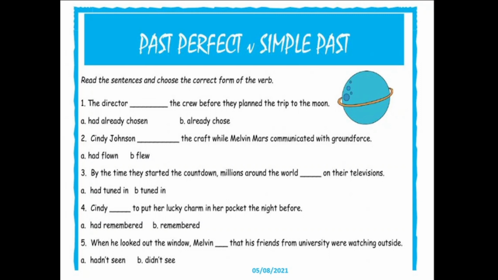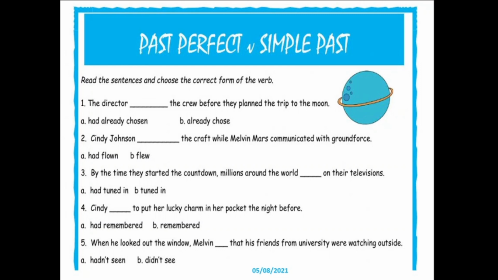See the sentence: The director (dash) the crew before they planned the trip to the moon. Which one may be the answer? Since "planned" here in this sentence is past simple, had already chosen is the right answer to fill in this blank. The director had already chosen the crew before they planned the trip to the moon.